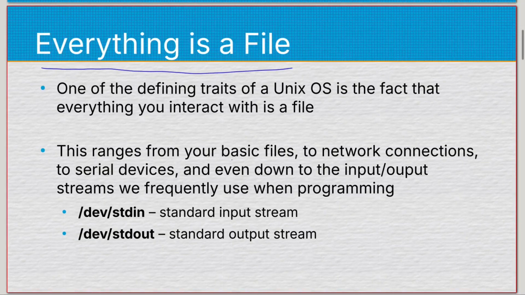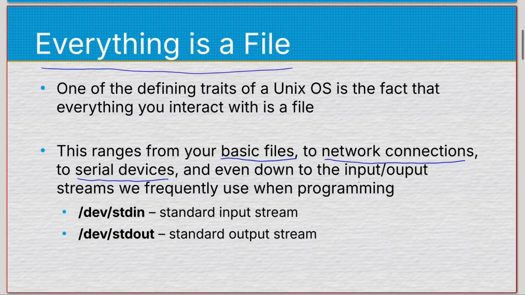Now, what do I mean by everything is a file? That ranges from your basic files that you're used to, like text files, source code, like C files, header files, stuff like that, to actual network connections, anything that has to deal with sending data out, reading data in, whether that be actual physical devices like USBs or your serial devices. All of those are just files for Unix. They interface with the operating system like a file.